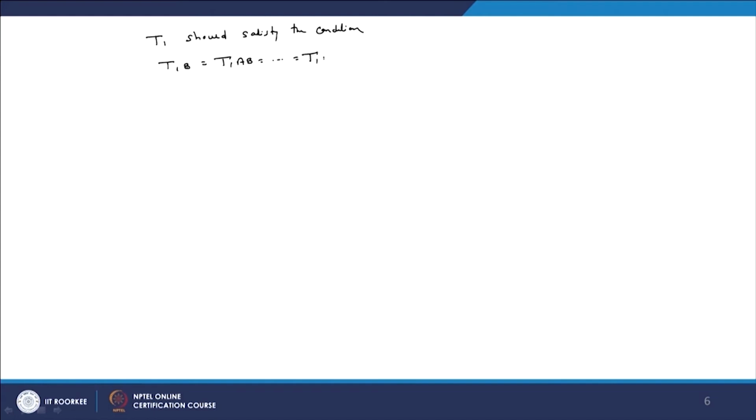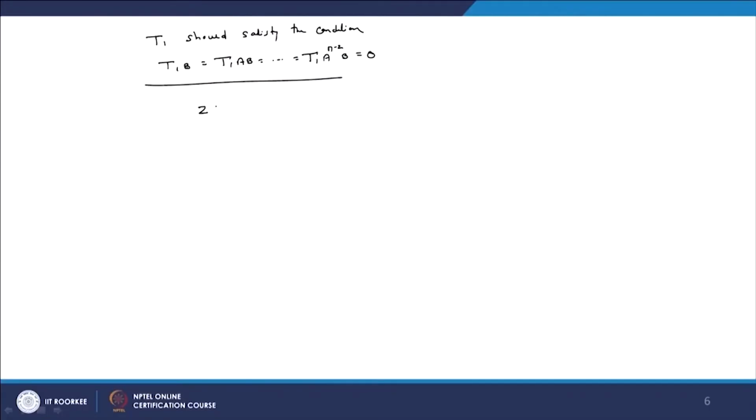So, T1 A raised to n minus 2 into B. Now, by means of some transformations we have got the conditions for T1. If we write Z equals Tx, then Z dot equals T into x dot. Here T x dot is Ax plus Bu.